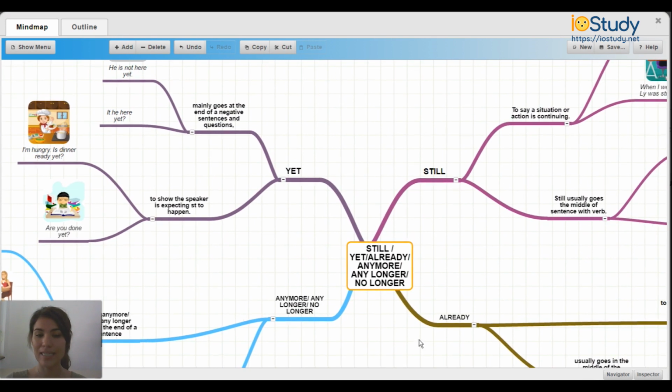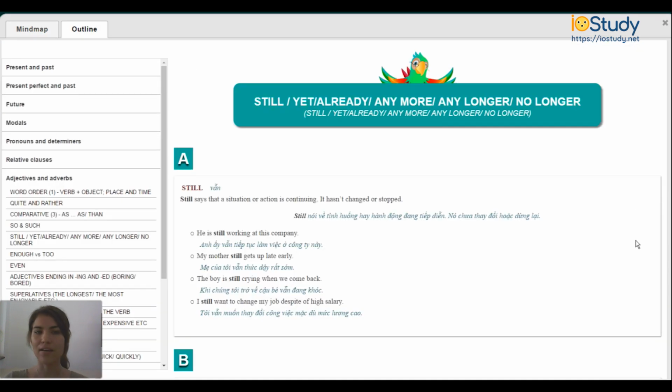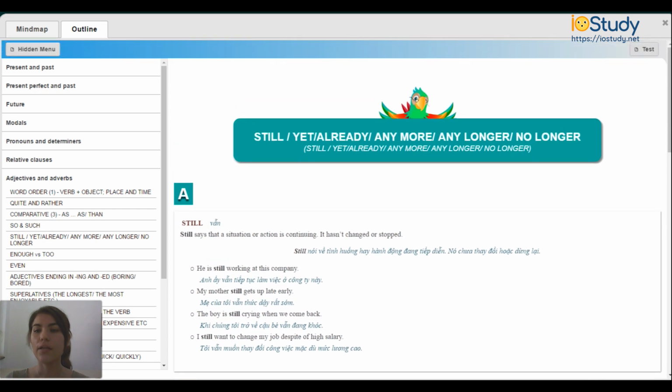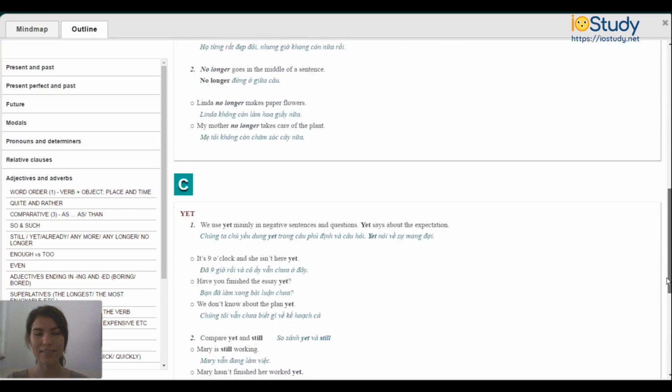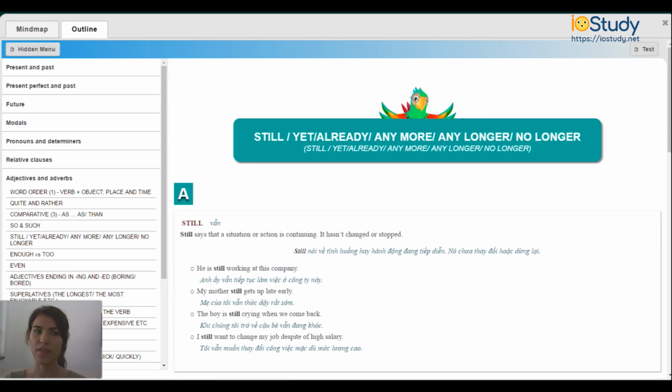Now we have here your completed mind map for still, yet, already, anymore, any longer, and no longer. Now you can click here to find the outline. Here is the outline for still, yet, already, anymore, any longer, and no longer. You can scroll through this to find more examples and further explanations on how to use this in English grammar. And when you're finished, you can click here to take the test. And in our next video, we're going to take the test together.